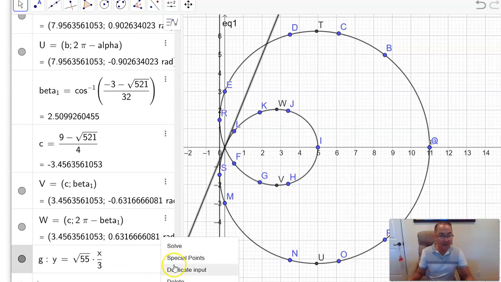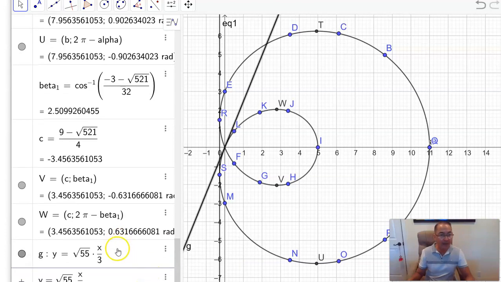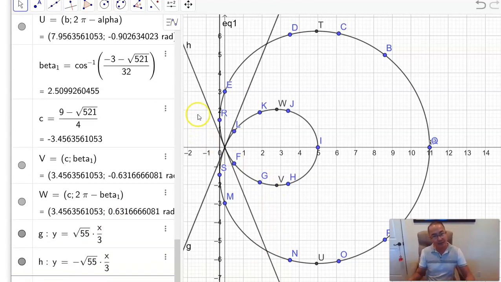Let's see, duplicate input right there. And we want a minus. Put a minus over there. Aha, there it is. Okay, so of course, that line is tangent to this lower half of the inner loop. It's not going to be tangent to the upper half. And that's because when we pass through this portion of the inner loop, we can very much ignore the upper path, the upper part. It's like it never happened. Okay, so there you go.